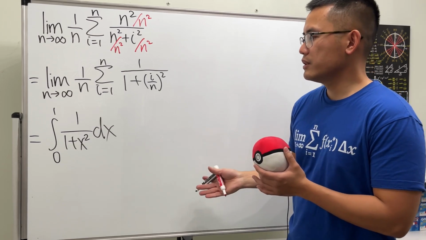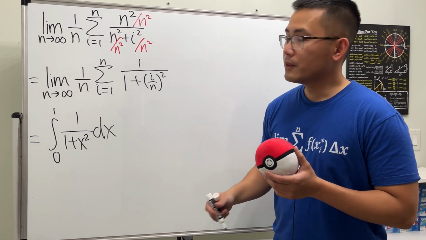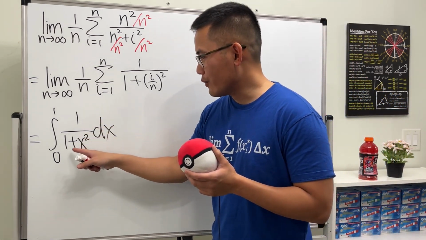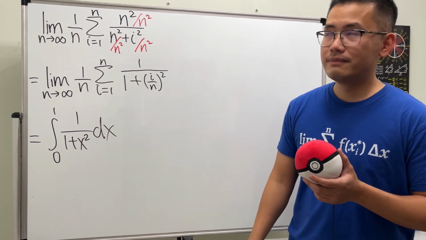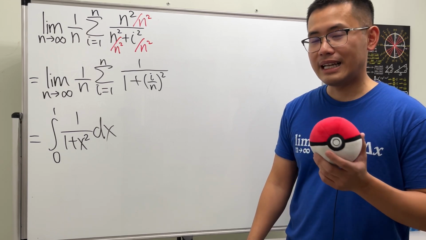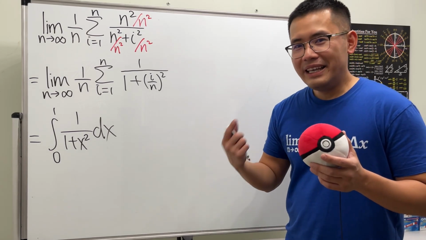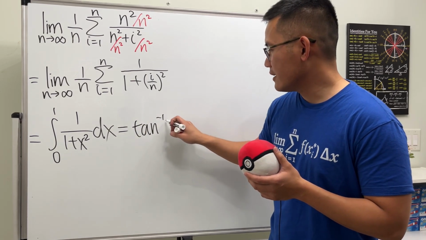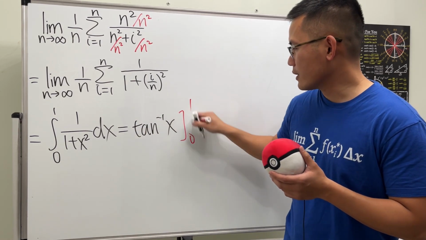So, now the question is, what's the derivative, sorry, the derivative of what function will give you 1 over 1 plus x squared? Natural? No, just kidding. Inverse tangent. This right here is inverse tangent of x, and then we'll just have to go from 0 to 1.